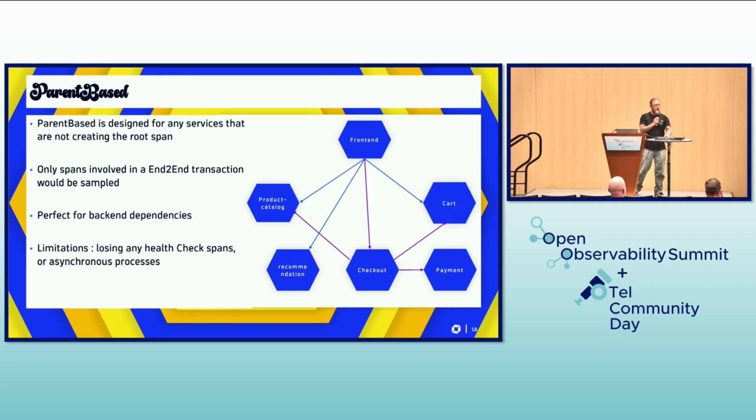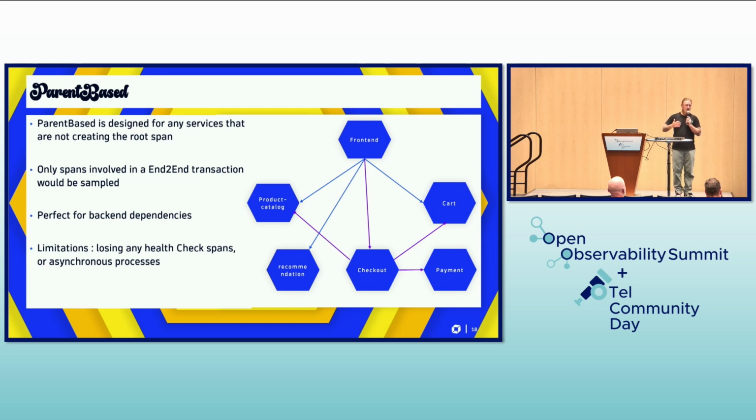Parent-based is basically used for dependency. So I'm a service depending on the front end. I will only produce spans where there is a trace parent, meaning that it's perfect for backend services, makes sense.